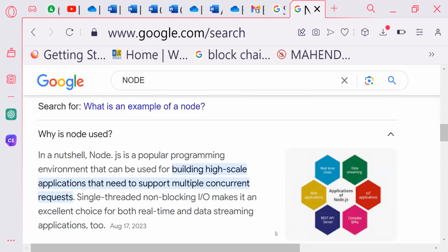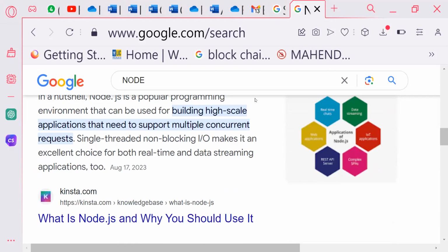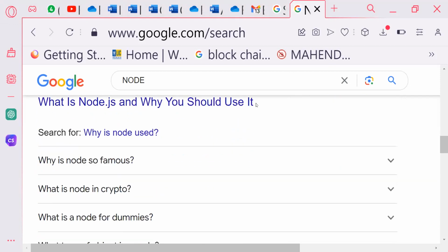Yes, sir. In a nutshell, Node.js is a popular programming environment that can be used for building high-scale applications that need to support multiple concurrent requests. Single-threaded non-blocking input or output makes it an excellent choice for both real-time and data streaming applications too. Yeah, it is true, you know. Right now itself, I am seeing so many things in this browser itself. I have got 13 files opened. So likewise, including printers and other things, that is why Node is used.